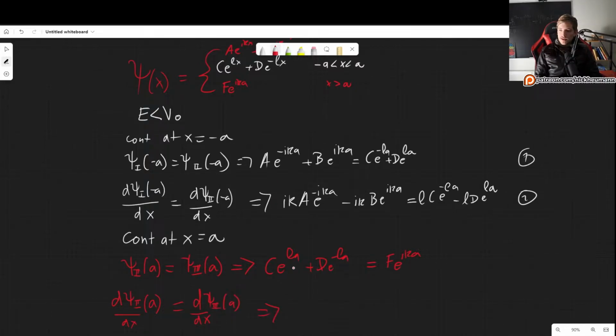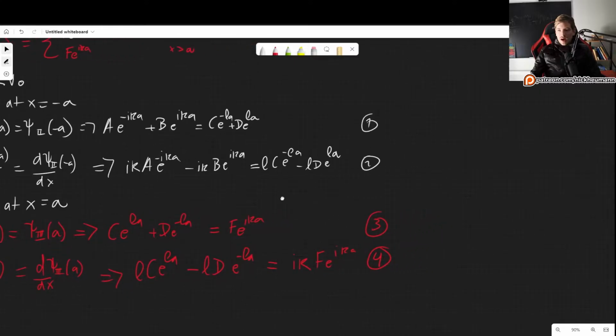So from this, we get that LCE^(LA) plus, sorry, not plus, but because we have to take the derivative, so we get minus LDe^(-LA) has to be equal to IK times FE^(IKA). And these are equations 3 and 4.